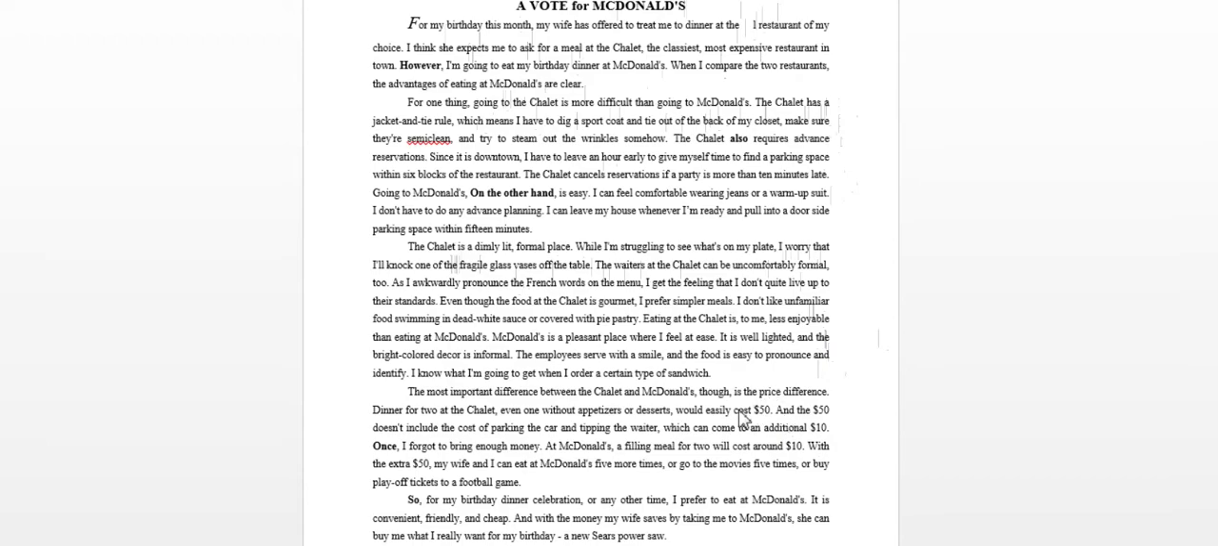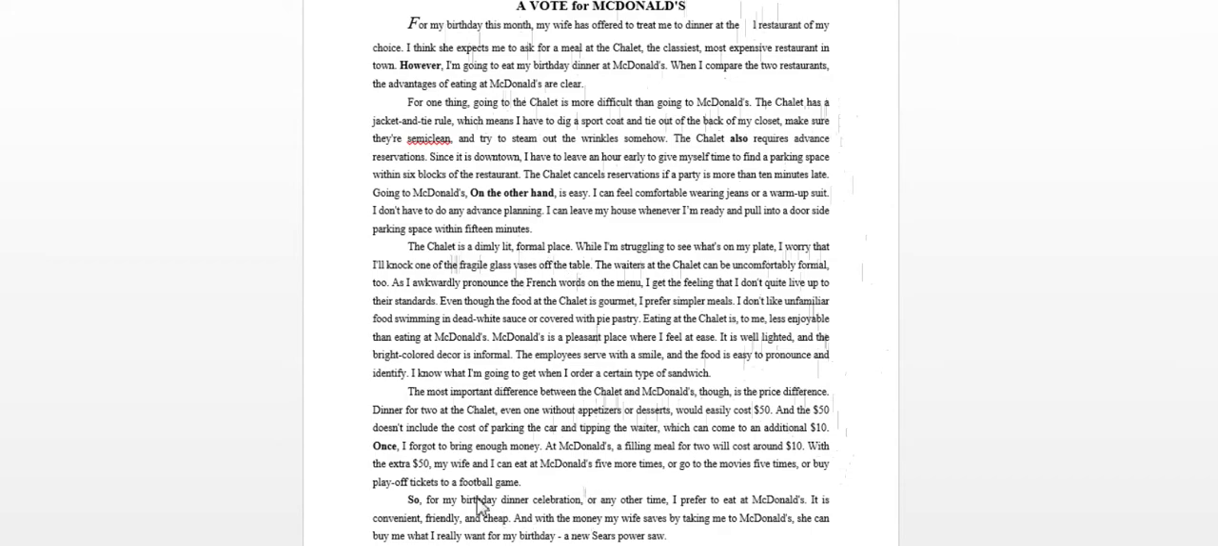The third body paragraph's topic sentence: "The most important difference between the Chalet and McDonald's, though, is the price difference." We know now that it's in emphatic order because it says it's most important. It's talking about both items that are being contrasted, the Chalet and McDonald's, and it's saying something about the difference, which is the price. The first half of the paragraph talks about the Chalet, the second half talks about McDonald's, just as it does in the previous two paragraphs. It's a very nicely organized piece. The only problem so far is this topic sentence, but that's easy to fix.